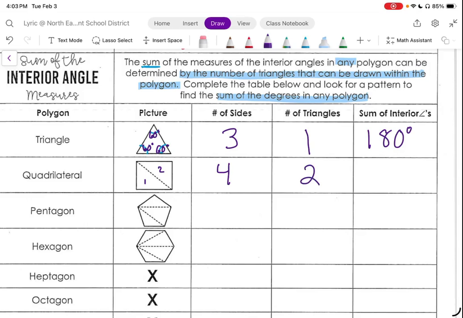So if each triangle has 180 degrees and we have 2 triangles, how many interior angles can we have in total? 360. All right, pentagon. We have 3 triangles and how many sides? 1, 2, 3, 4, 5. 5 sides. So if we can draw 3 triangles inside of a pentagon and each triangle has 180 degrees, that means in total we have 540 degrees.